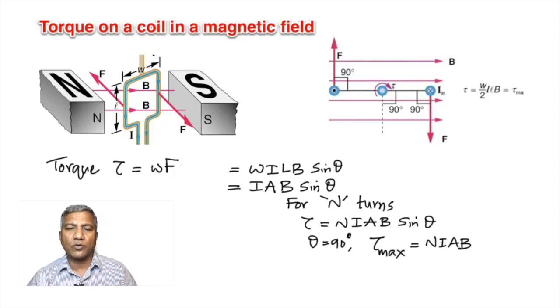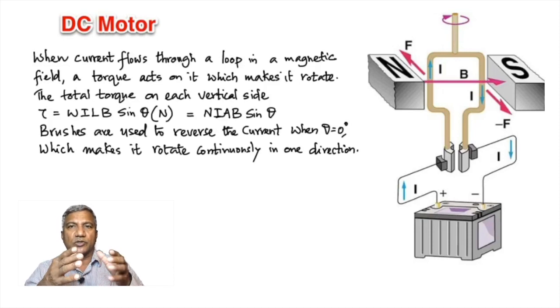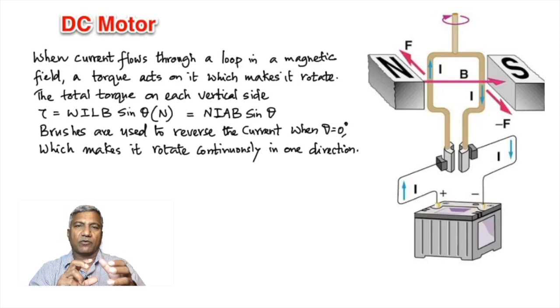Now it's easy to really understand the working of a DC motor. And I've shown it here. I've written, when current flows through a loop in a magnetic field, we've seen that a torque acts on it, which makes it rotate, but you've got to set it up in such a way that it can rotate continuously without the cable getting entangled. That's what you see here.